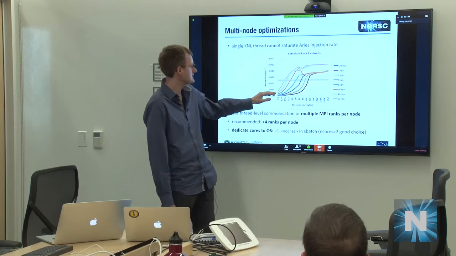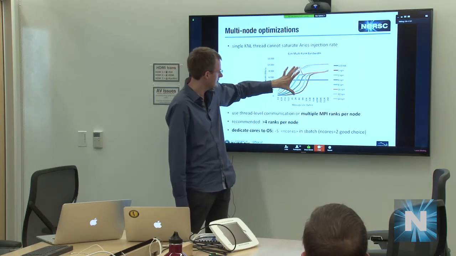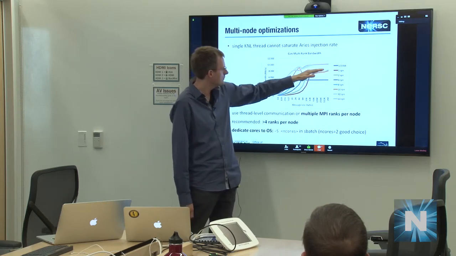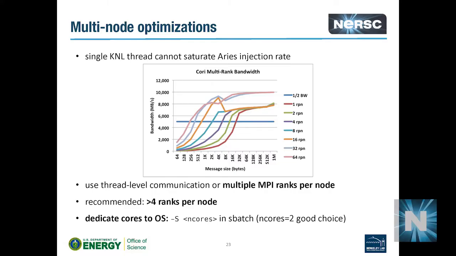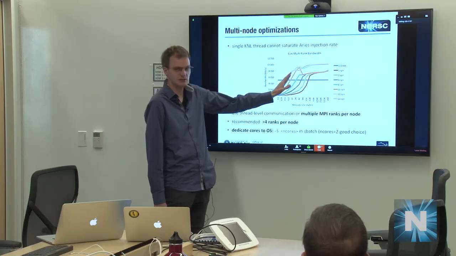So this kink here is technically a protocol change. But what you can see is that you flatten out, right? But also one rank is pretty, pretty bad in terms of bandwidth. So what you want to do is run more than one MPI rank per node if you have this kind of pattern, because it can get you a lot of benefit in this region especially.